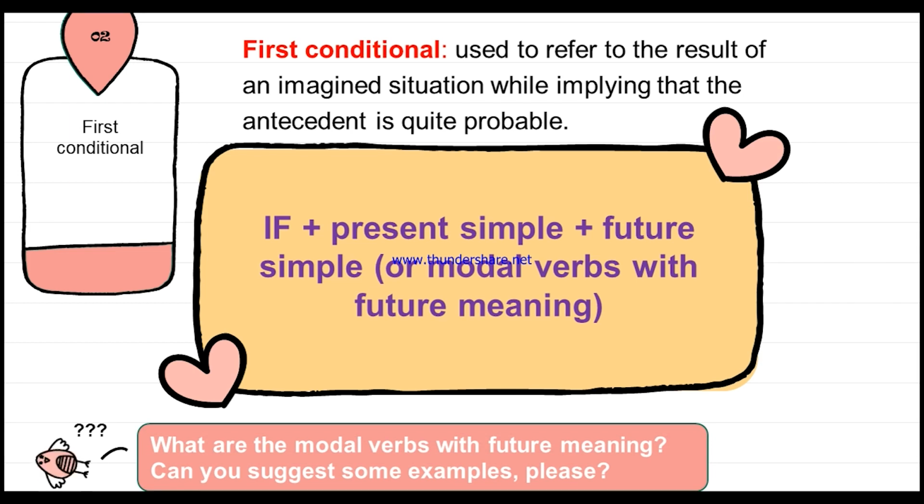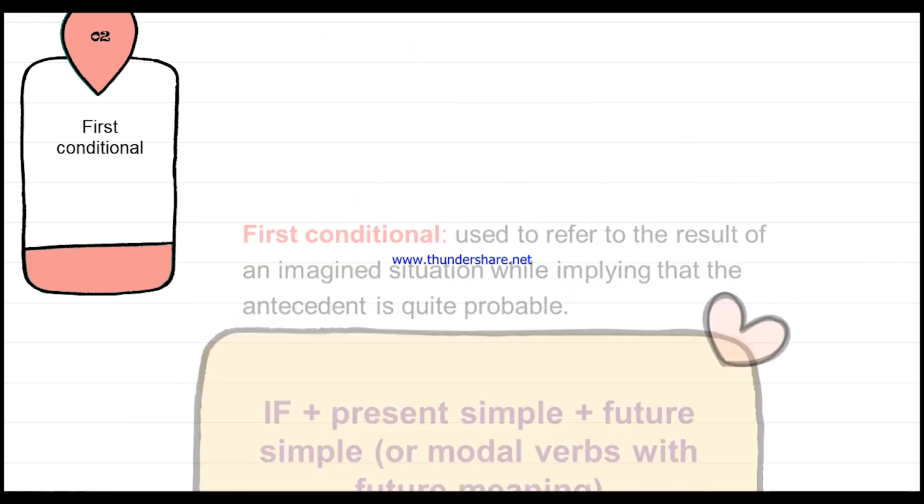And I want to ask you, what are the modal verbs with future meaning? Can you suggest some examples? Among the modal verbs with future meaning that you can think of, may, might, can, shall, and should are the most commonly seen.